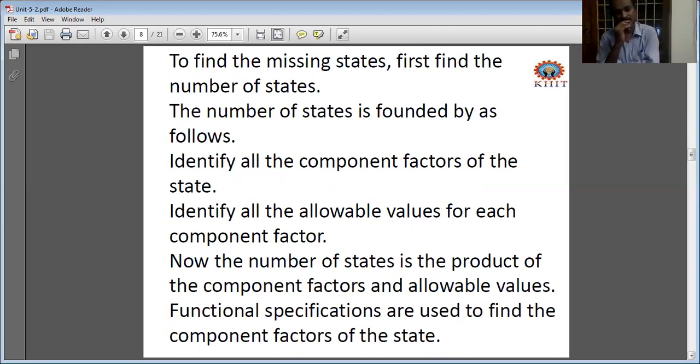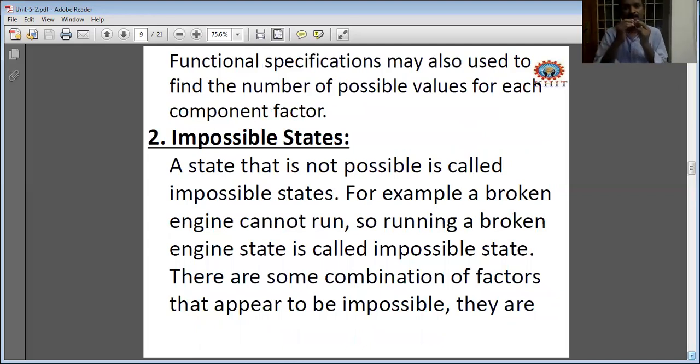Functional specifications are used to find the component factors of the state. Functional specifications may also be used to find the number of possible values for each component factor.